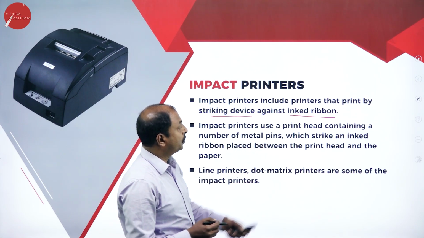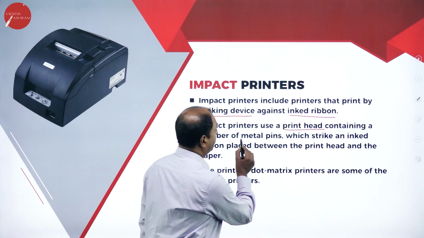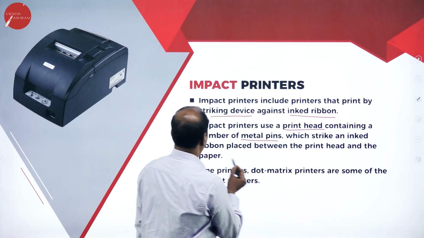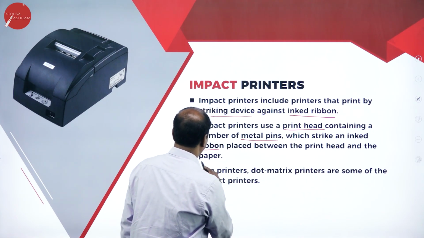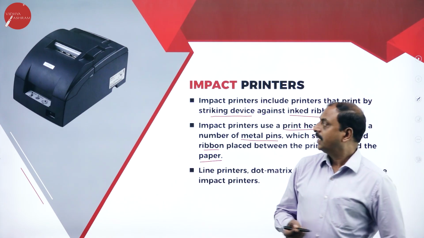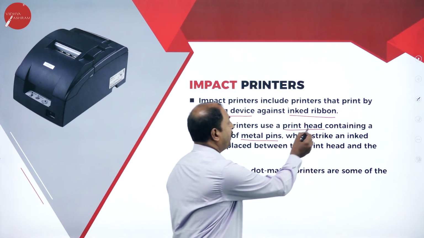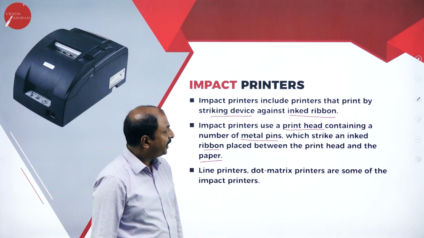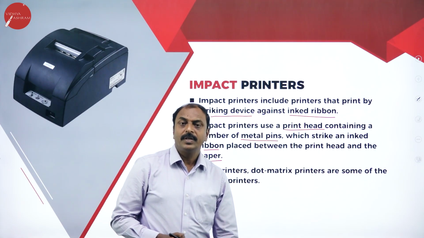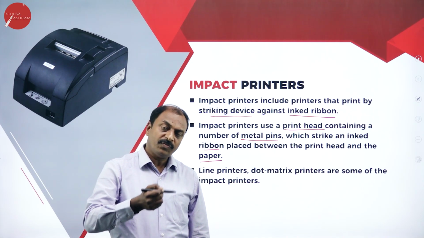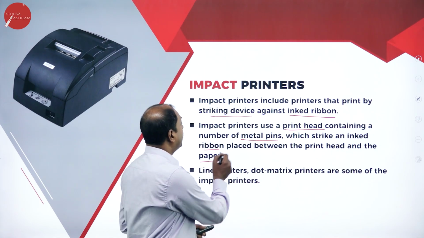Now, impact printers use a print head containing a number of metal pins, which strike an inked ribbon placed between the print head and the paper. Each printer comes with a print head, which is a device made up of a number of pins, and those pins strike an inked ribbon.